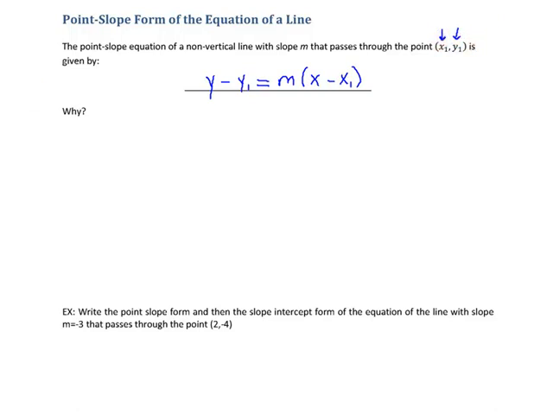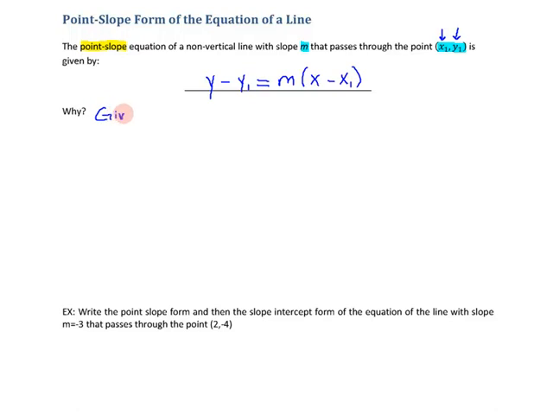Now the reason why this is called a point-slope form is that the information that you need to create this equation is a point (x1, y1) and the known slope m. If you know those two things, you can plug them into this formula, leave x and y as the variables, and you have an equation for the line satisfying that criteria. Okay, now why is that true?